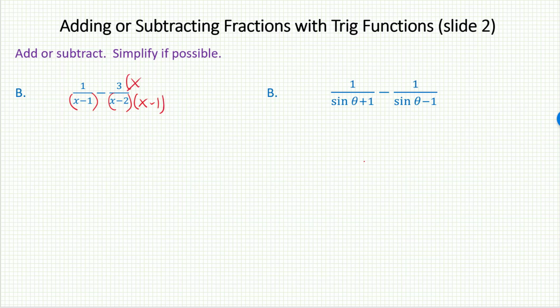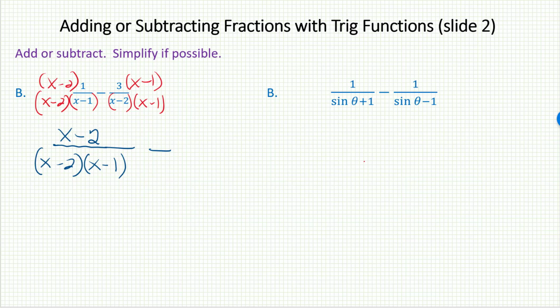Be careful here. I've got to multiply top and bottom by x minus 1, and here top and bottom by x minus 2. So let's write down what we have. This new fraction is now x minus 2 on the top, multiplying by 1 doesn't really do anything. The bottom, I made it what I wanted it to be, x minus 2, x minus 1, minus, let's see, 3 times x minus 1.